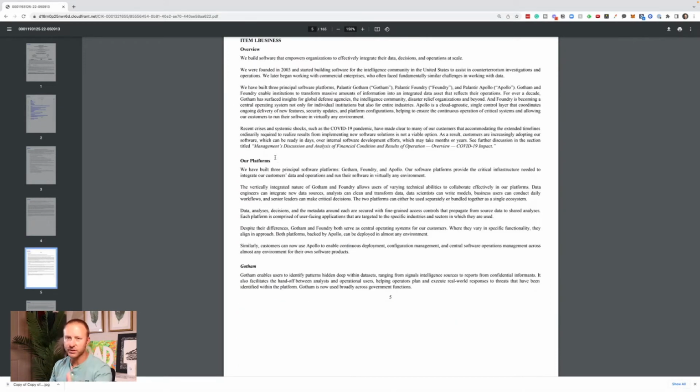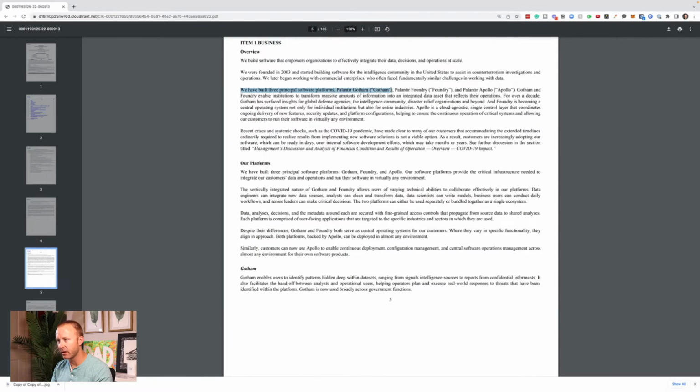You know, we see all this stuff about Palantir. It's wild. There's so much stuff out there. If you look at the business overview, it's actually pretty short and they break it down pretty simply. We build software that empowers organizations to effectively integrate their data, decisions, and operations at scale. They were founded in 2003, and then we have built three principal software platforms: Palantir Gotham, Palantir Foundry, and Palantir Apollo.